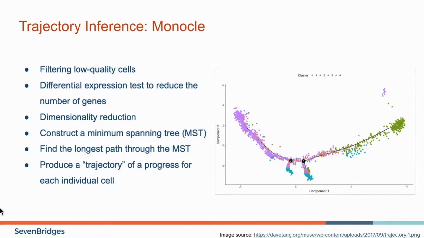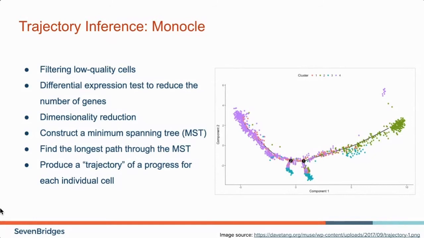In the first step of this analysis, it is important to remove empty cells and doublets, and those would be the places where 2 or more cells are sequenced by accident. And Monocle then employs a differential expression test to reduce the number of genes. This step requires prior knowledge about cell types and genes expressed in those cell types. The alternative is to perform unsupervised clustering before this step.